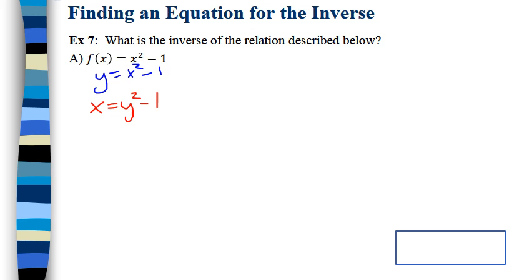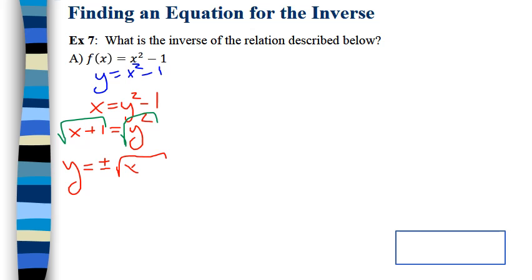So first thing we're going to do is switch x and y, and then we're going to solve for y. So we need to add 1 to both sides. So we have x plus 1 equals y squared. And now that we have y squared, we don't want y squared, we want just y. So if we take the square root of both sides, we end up with y equals the positive or negative square root of x plus 1.